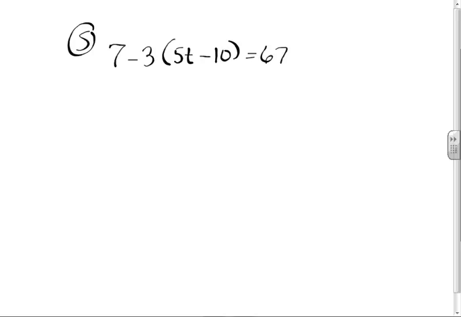First, I'm going to copy it. Because some of you are going to want to subtract the 7 and the 3, and you can't do that. Oh, erase the whole thing. Because you have to do the parentheses first. You have to distribute. You can't add the 7 and 3.